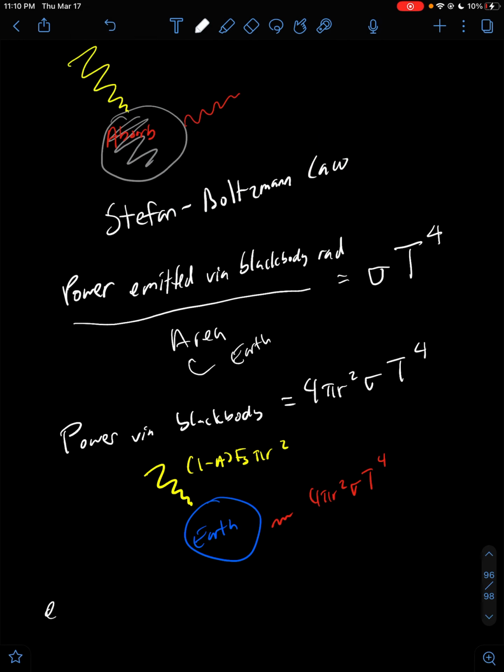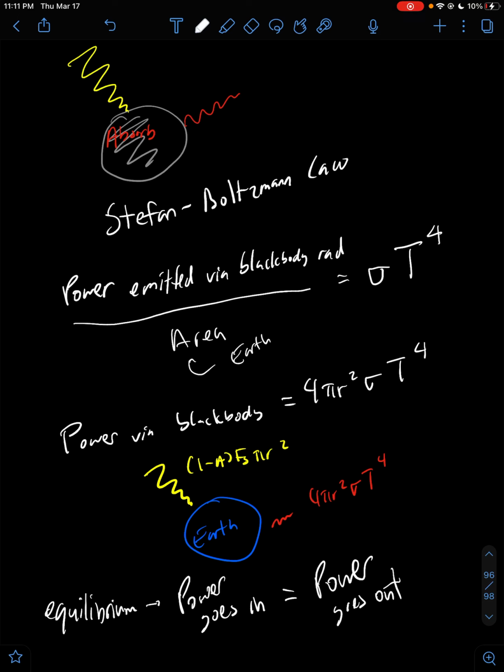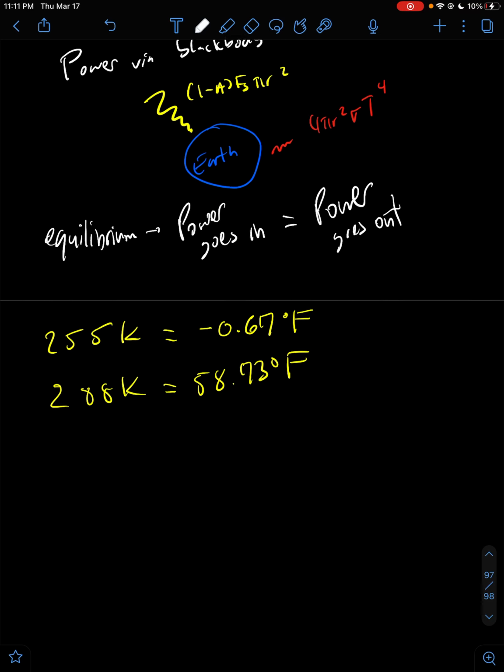Thermal equilibrium just means that the power that goes in equals the power that goes out. So we're not going to have any clouds or gases trapping in heat. The power that the Earth takes in is the power that goes out.